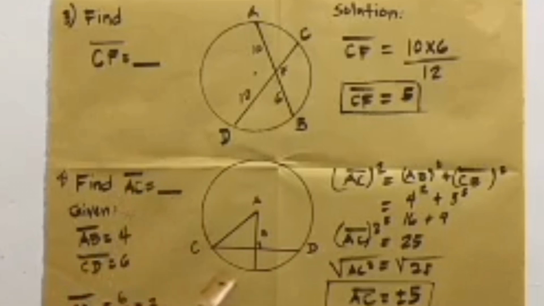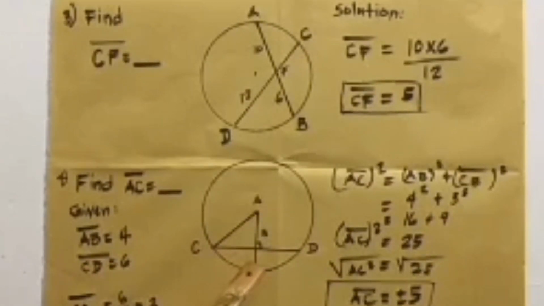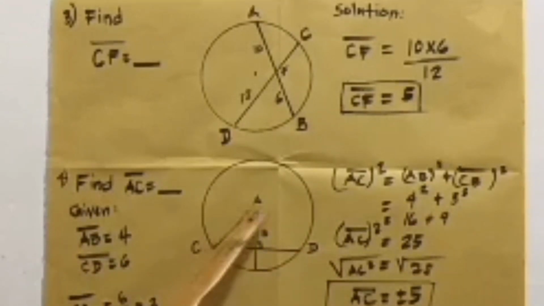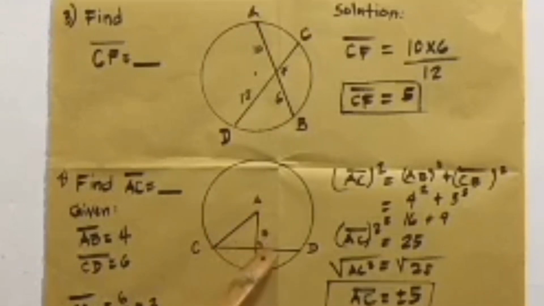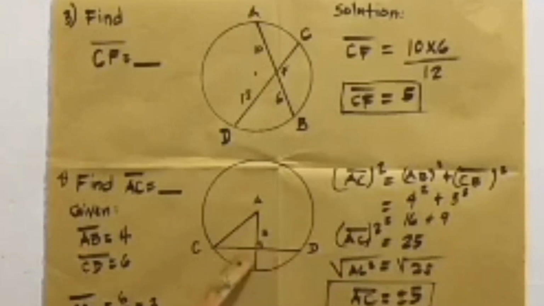Next, number 4, find the segment AC. So we're going to locate here the segment AC, and this is a triangle, so segment AC is a hypotenuse. We have the given here AB is 4 and the CD is 6. This is perpendicular, so when we say perpendicular, it has 90 degrees on both sides here. Perpendicular means it also divides the segment into equal parts. That's why to find the CB is equal to 6 divided by 2 is equal to 3. So the measurement of CB is 3.